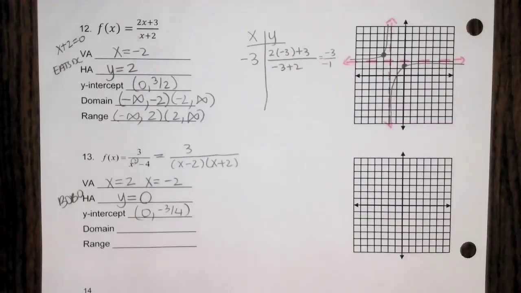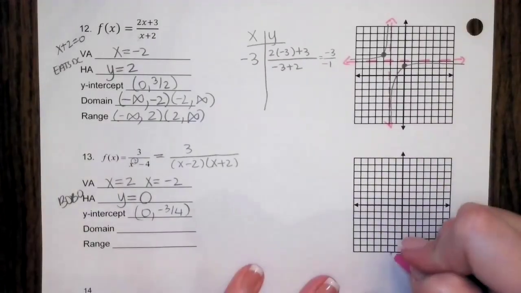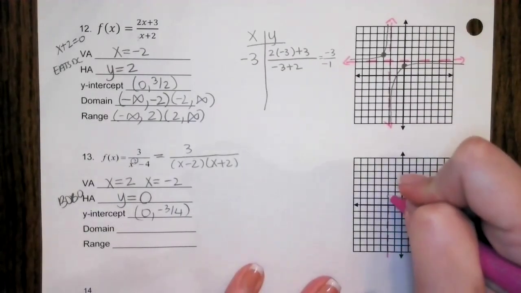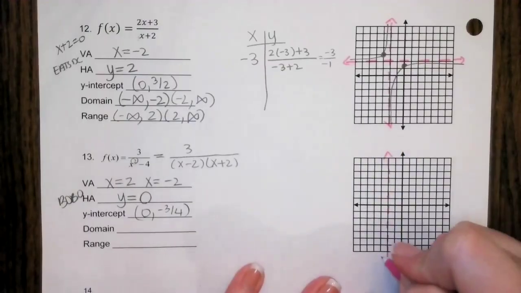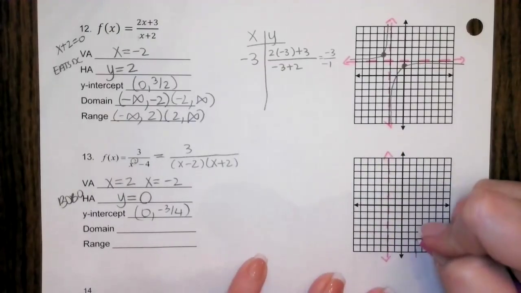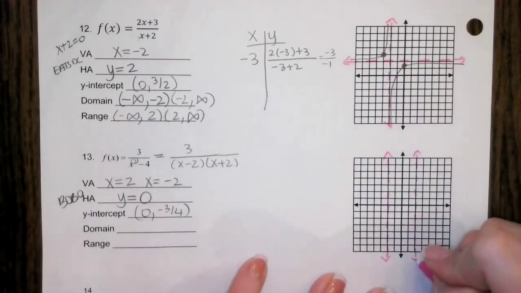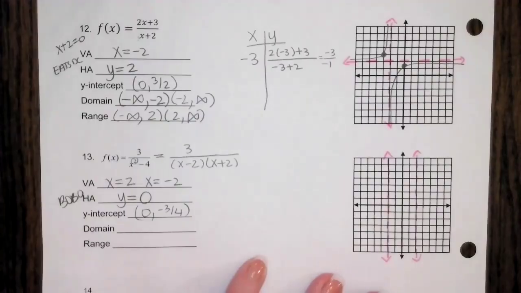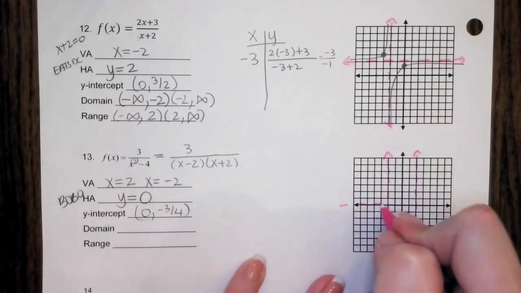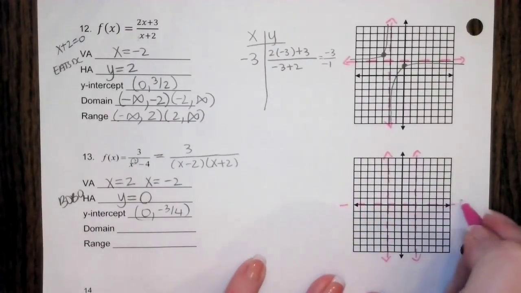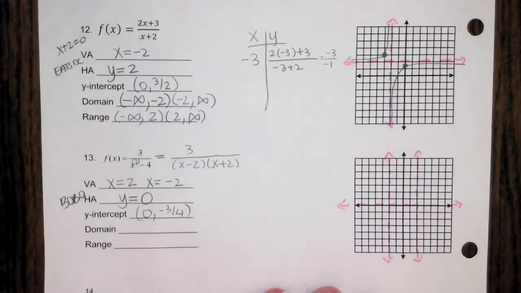All right, I got some graphing to do here. My vertical asymptote is going to be at -2, so I draw my broken line there. And then we've got another one at +2, and so I draw my broken line there. And then y is equal to 0 is right here. All right, so I've got my asymptotes drawn in there.